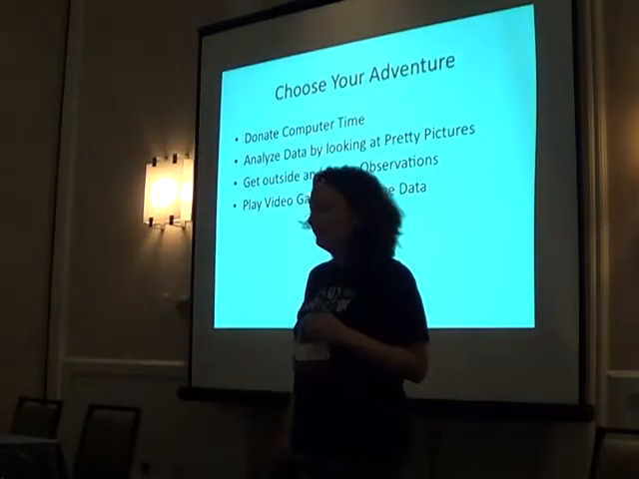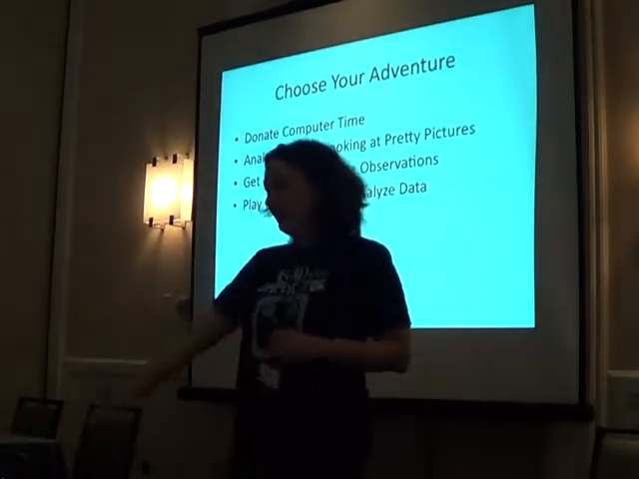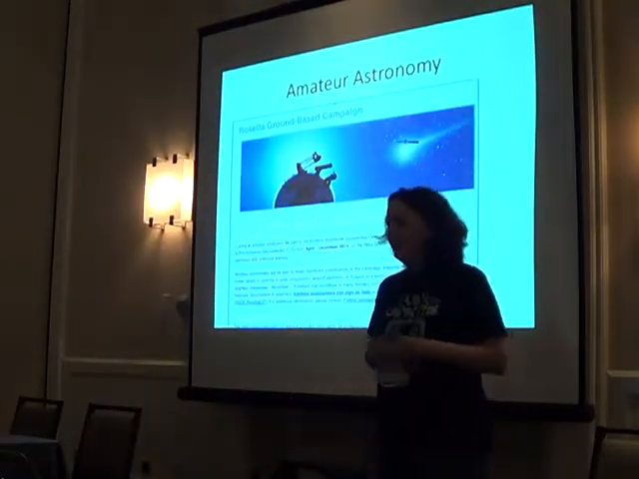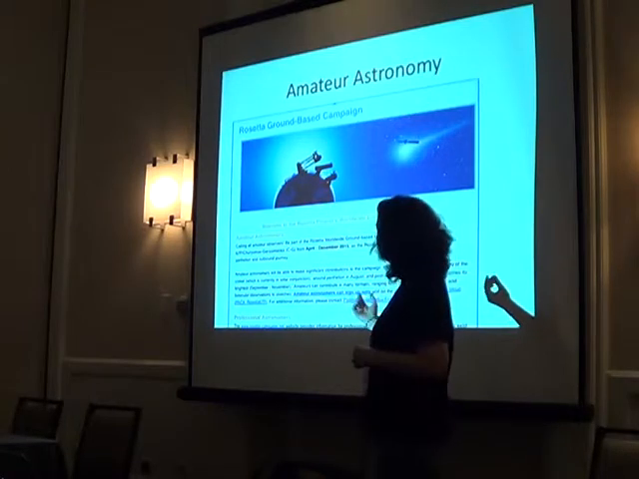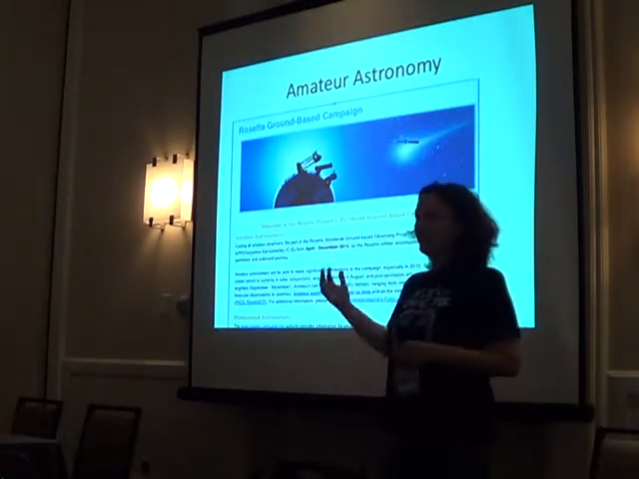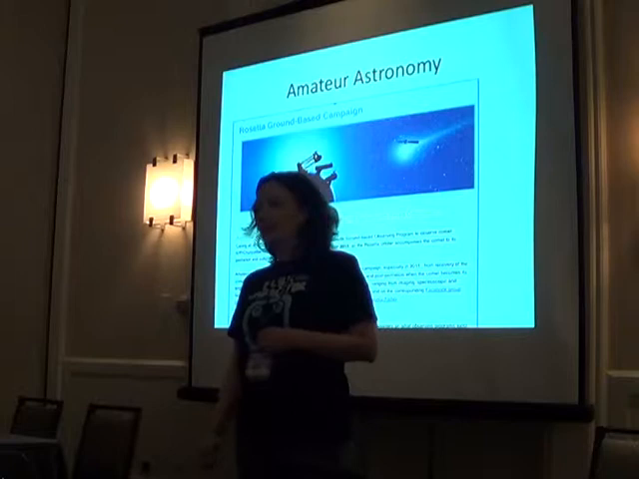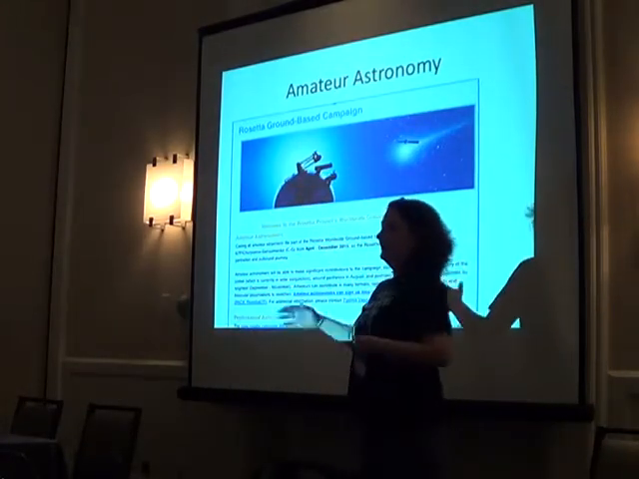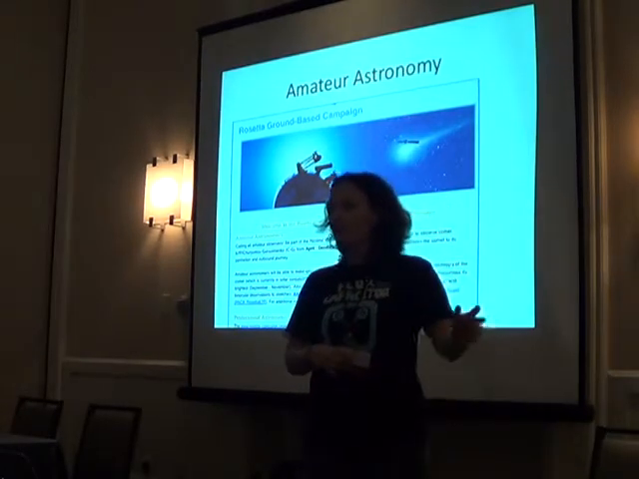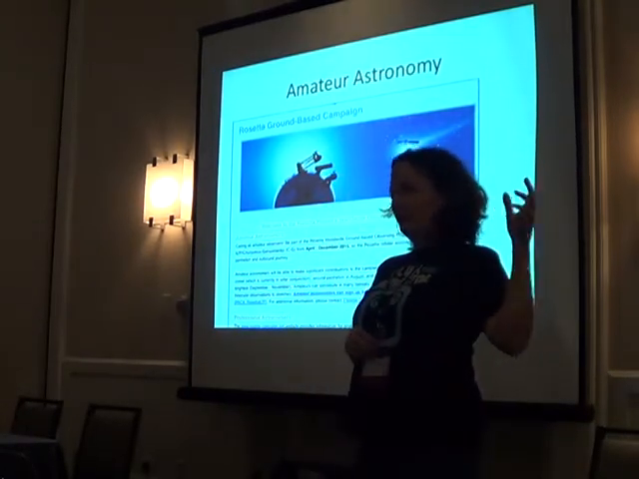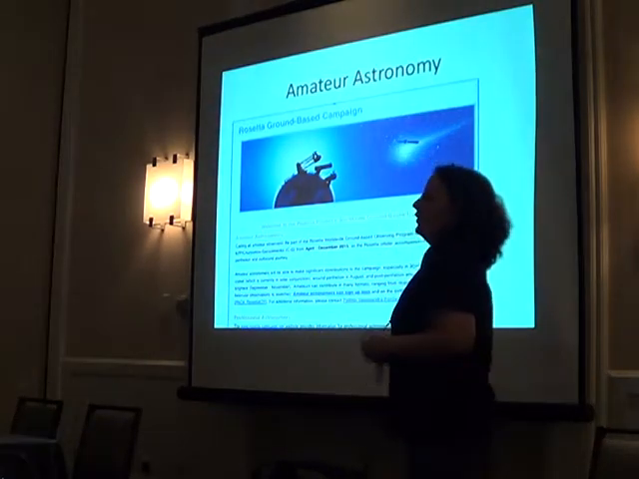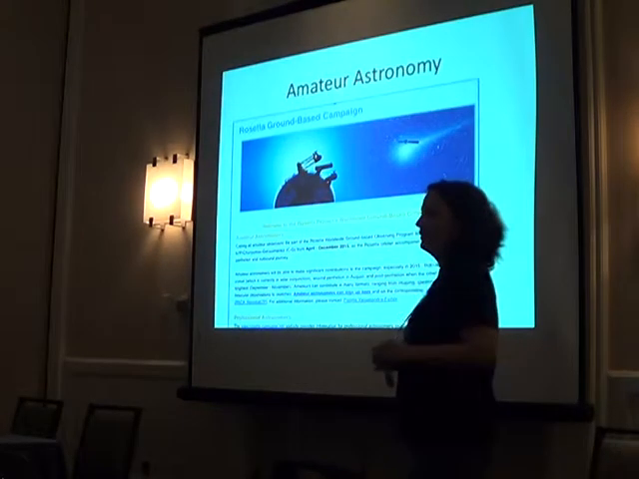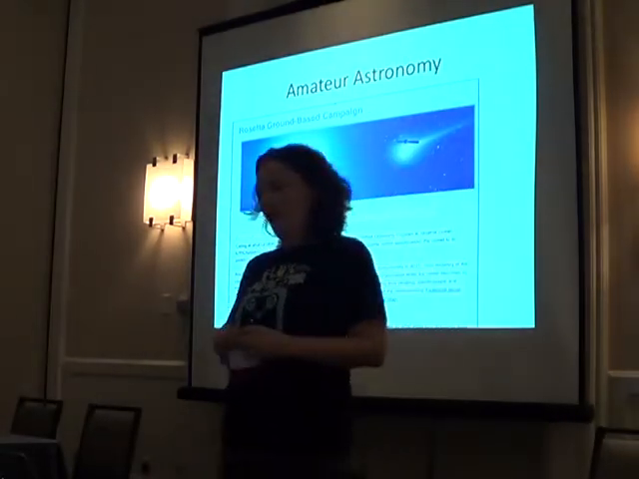And now, the third way of helping out: actually get outside and make observations. If you have a lot of money and a lot of free time, you can become an amateur astronomer. The Rosetta mission has actually recruited amateurs: you have your equipment, go outside, take pictures of the comet. The more data we get, even if it's not from the highest quality telescopes, you don't need the biggest telescopes to get quality data. You just need a lot of it. So if we get a lot of people taking a lot of pictures, we can get much more accurate information on Rosetta missions.